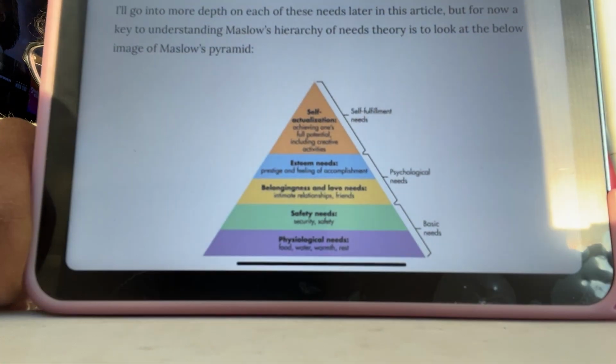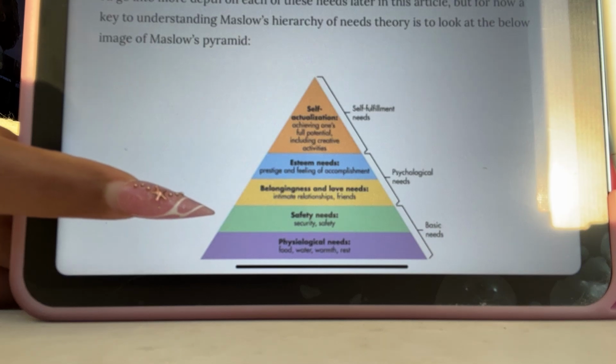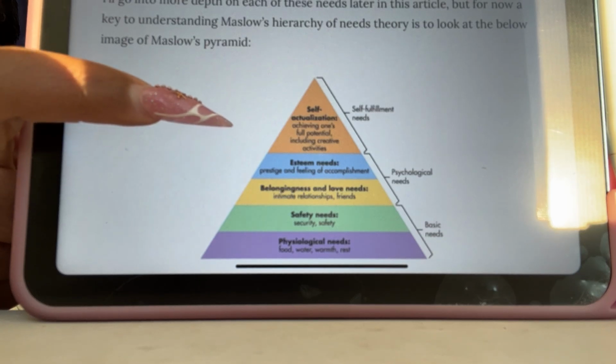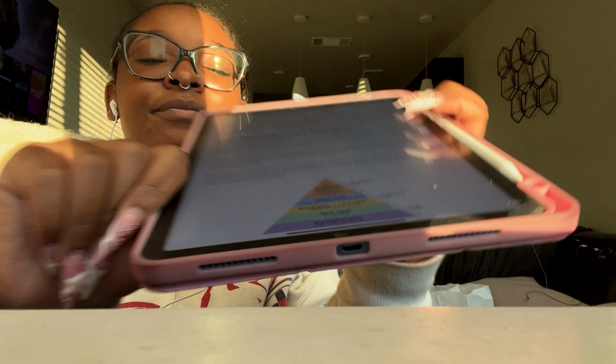This is the pyramid. This is 1, 2, 3, 4, and 5. The first level, which is the bottom of the pyramid, is physiological needs. That's my bad. Food, water, warmth, and rest. So basically, shelter. I'm having a hard time trying to read and pronounce things right now, but it's essentially shelter, or having somewhere safe to go.